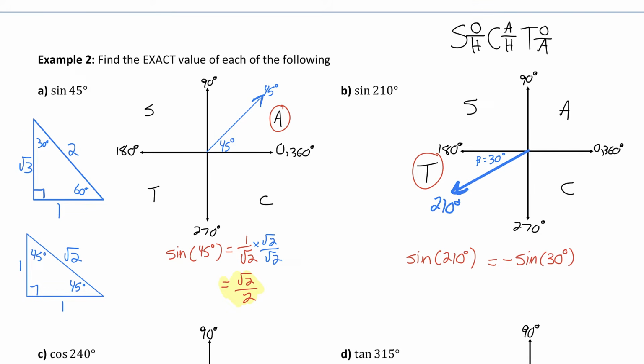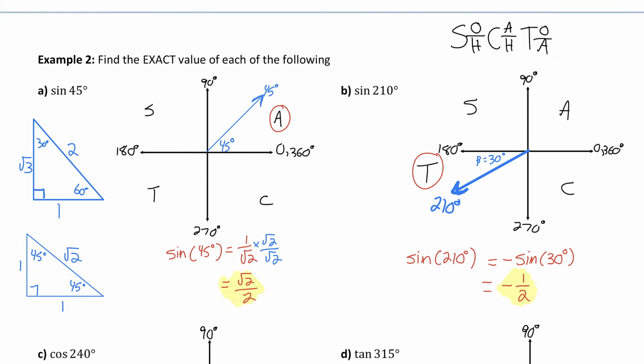So sine of 210 is actually equal to the negative of sine 30 degrees. And sine of 30 degrees, we can look at our special triangle. From 30 degrees, sine is opposite over hypotenuse, which is 1 over 2. So sine of 210 would be equal to negative 1 over 2. So there's our exact answer for sine of 210.